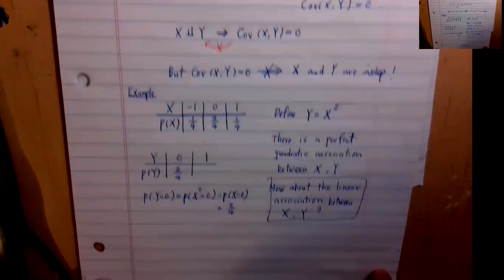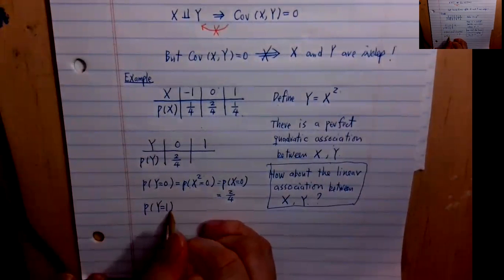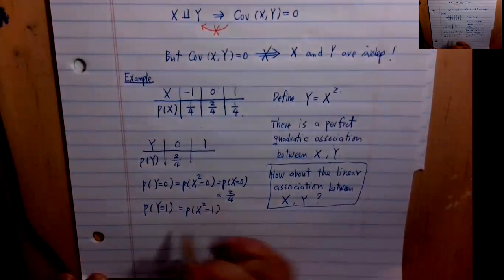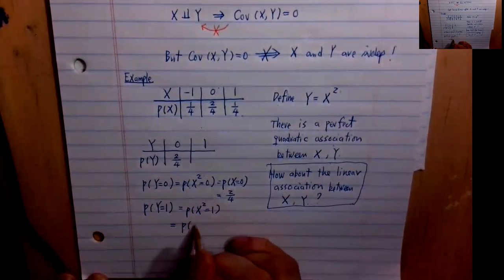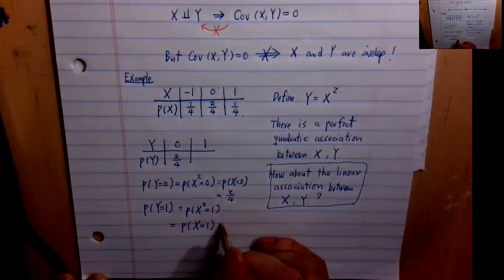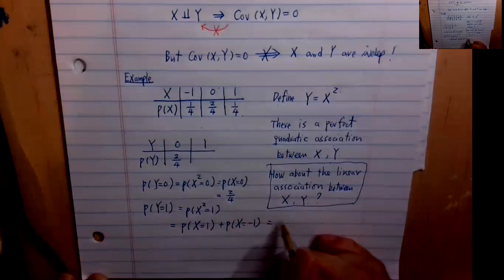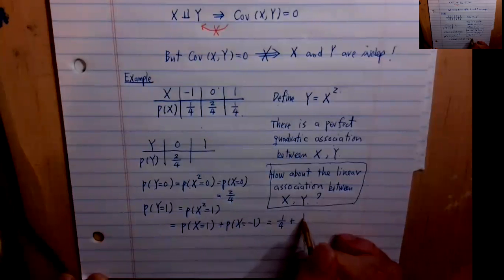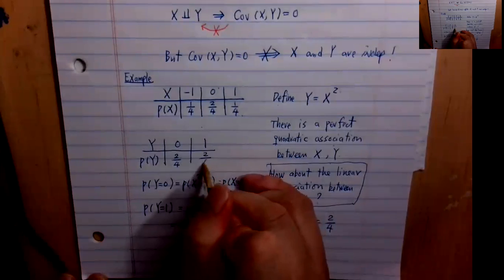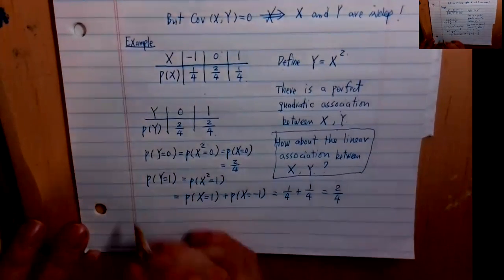Okay? Now, how about Y equal to 1? Y equal to 1 is probability X squared equal to 1. X squared equal to 1 can come from two possible situations. First one, X is 1, or X is minus 1. So the probability is 1 over 4 plus 1 over 4, and this gives 2 over 4. Can you see that? Okay. Now let's see what's the covariance of X and Y.